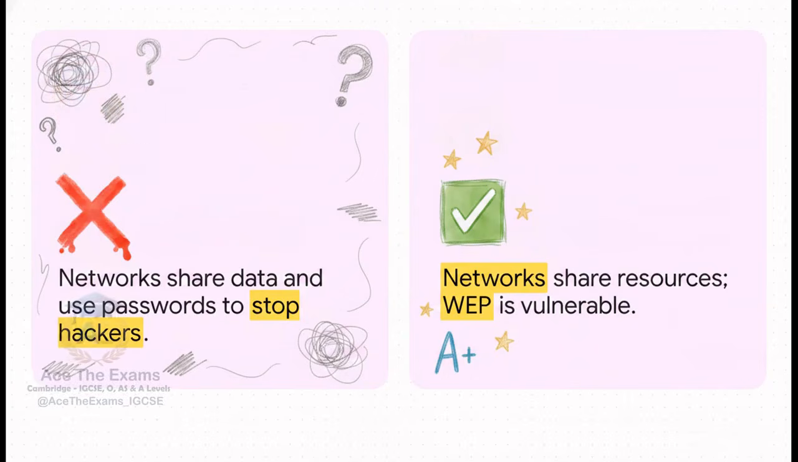Ouch. Now look at the top-band answer. Networks share resources. WEP is vulnerable to dictionary attacks due to static keys. See the difference? It uses the precise technical terms: resources, WEP, dictionary attacks, and static keys. It identifies the context, the mechanism, and the specific risk. That right there is exactly how you secure top marks.